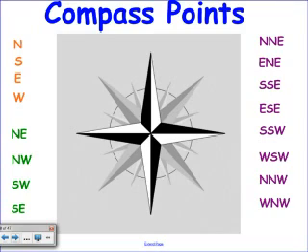Points between the main? Like the main. So which ones are the main? I've got a load of letters on there. North, south, east, west. Good. So the cardinal points are north. Where does south go? Bottom.